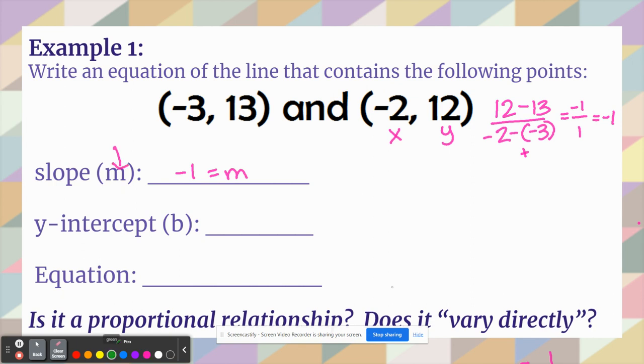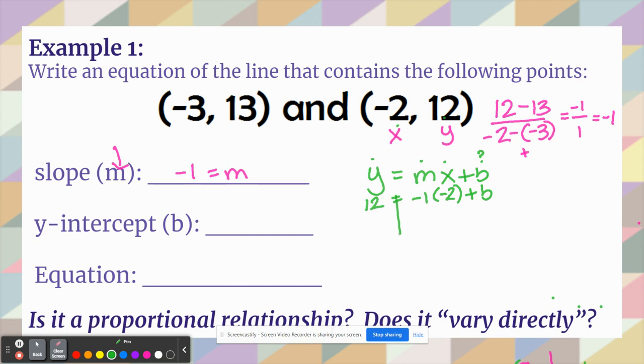So we're going to plug that into slope-intercept form. Slope-intercept form is y equals mx plus b. So we're going to plug in a y value, an m value, and an x value so we can figure out what the b value is. I said I'm going to use this y value, 12. So instead of y, I'm going to place the number 12. M, which was my slope, we already found that was -1. And the x value we're going to use is -2 because we picked the second ordered pair. And then b is our unknown. So we're going to go ahead and solve this equation.